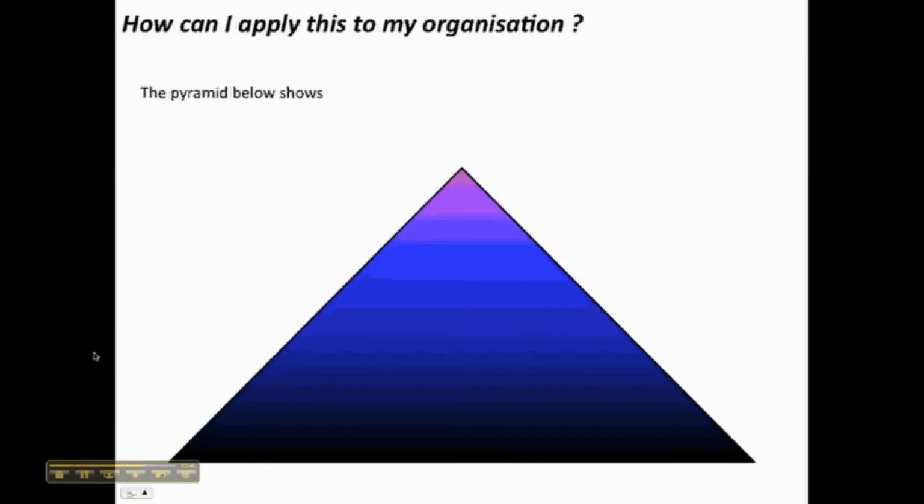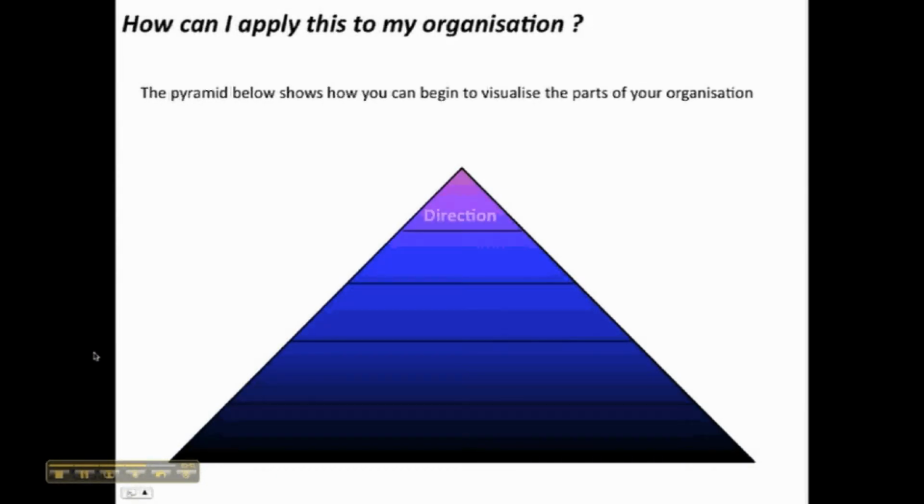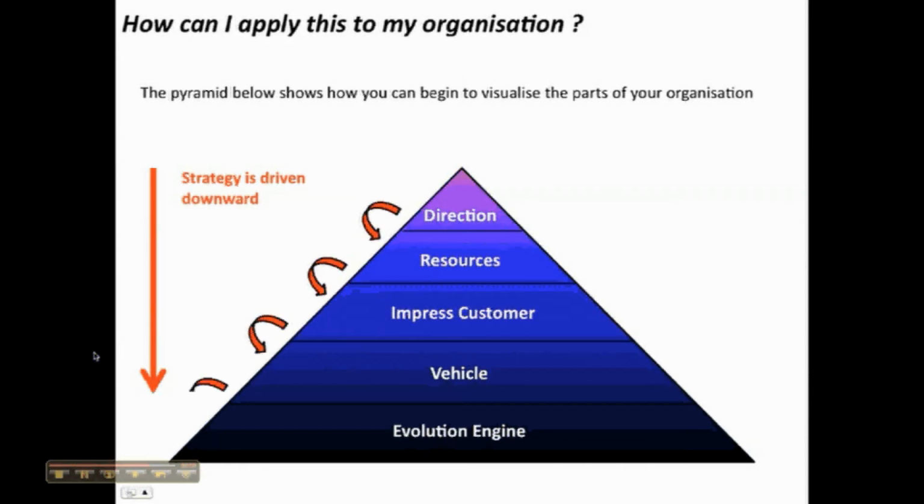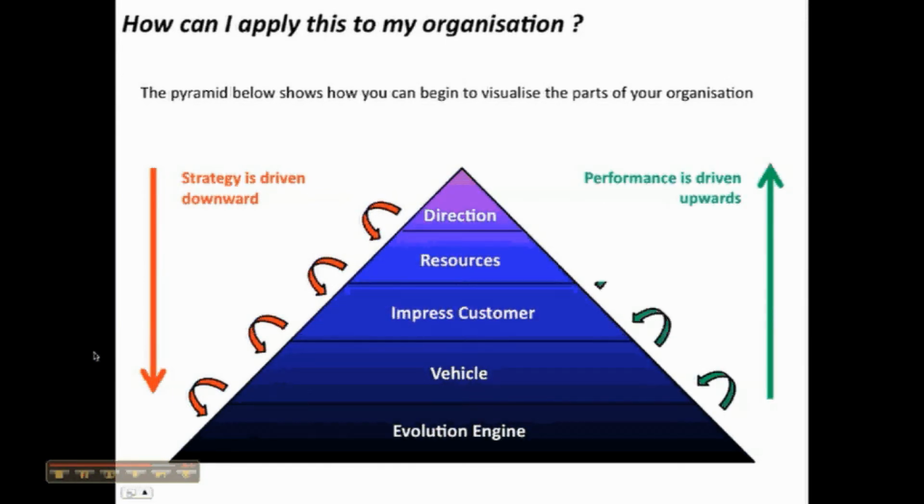Now let's think about how we can actually apply it to your organisation, your business. We need to visualise a pyramid with the DRIVE concept, and we're going to drill down the strategy through the business right down to the evolution engine, where we define exactly what needs to happen to deliver performance, and then we're going to drive the performance back the other way. In part 2 of the presentation, we'll start looking in a bit more detail about how to apply this pyramid to your organisation and some of those linkages that we can actually drive forward and create a much improved performance.